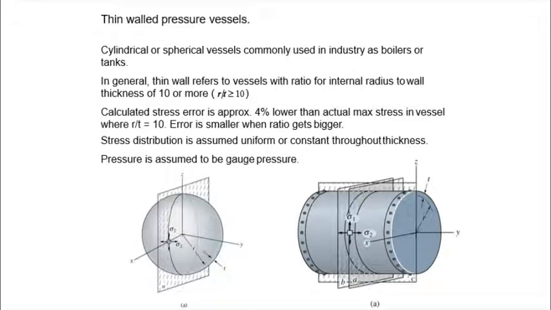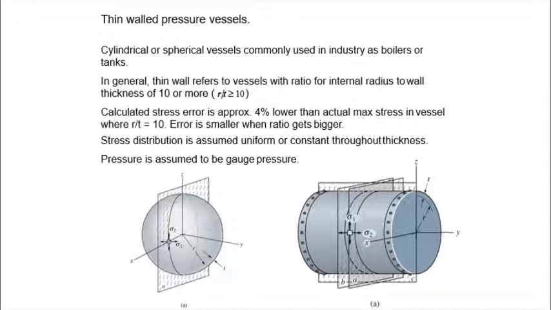Okay, today we are going to discuss thin wall pressure vessels. Now, there are two types of thin wall pressure vessels. One is the spherical vessel on the left, and the other one is the cylindrical vessel on the right. These two are the common types of thin wall pressure vessels used.